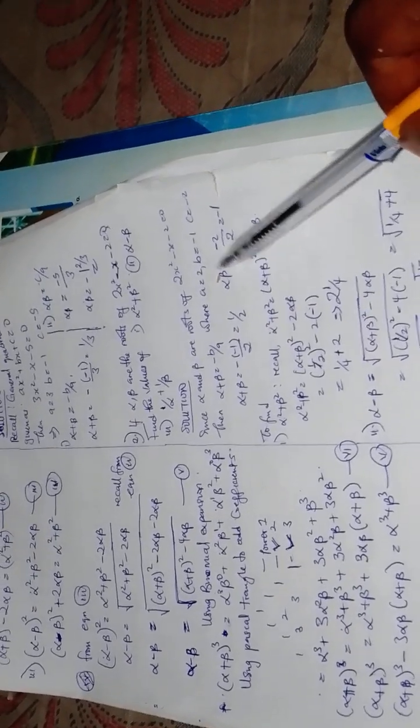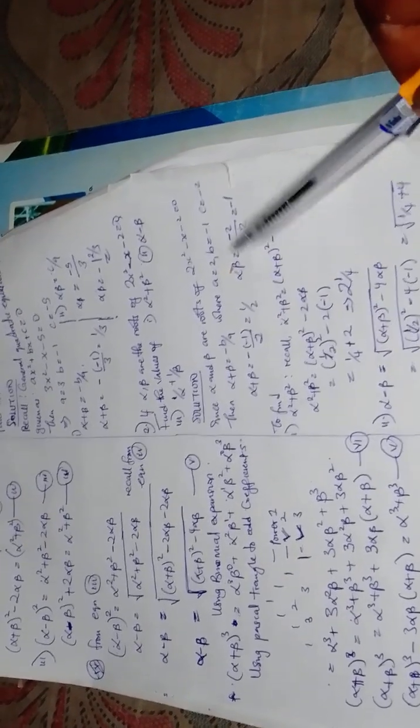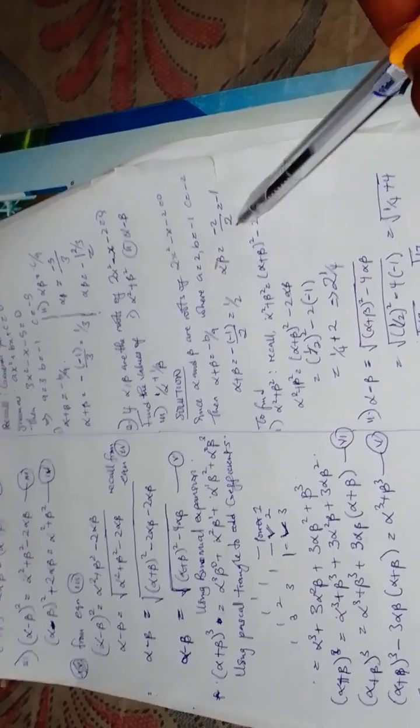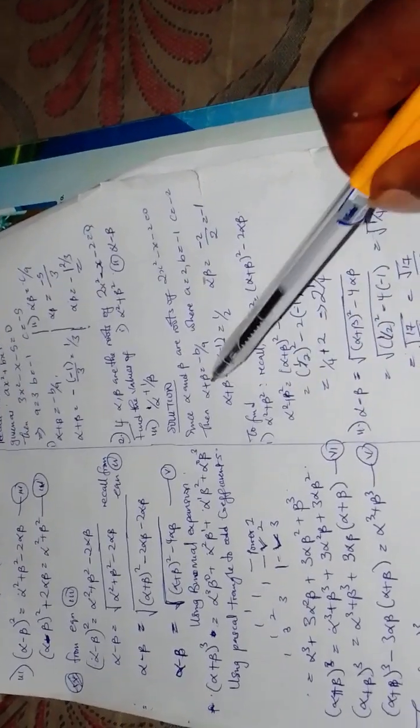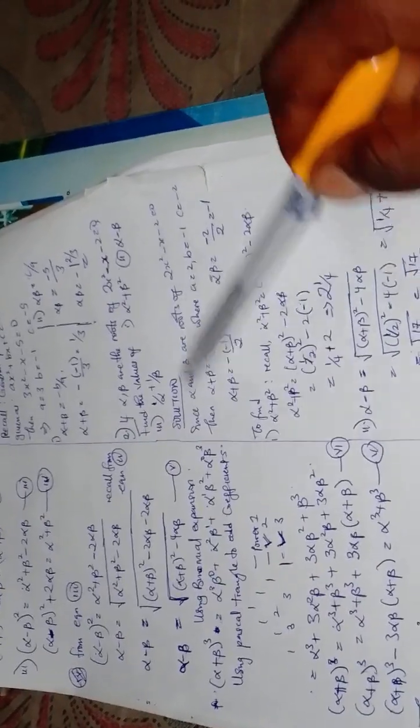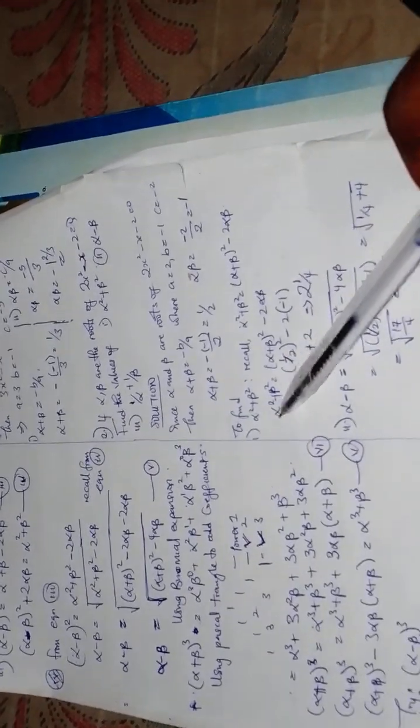And what about alpha beta? Alpha beta is c over a. C is minus 2, and a is 2, which will give us minus 1. Are we there now? So this is the sum of roots and this is the product of roots. We are still going to need these two. Now going back to the question you are given, you have to find alpha squared plus beta squared, right?